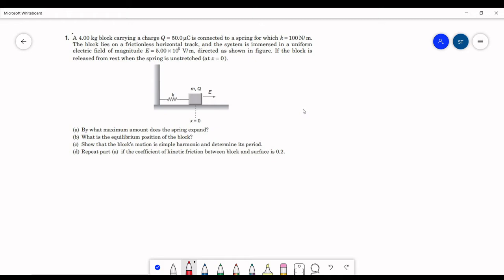Here we have to solve 4 different questions. The first one given is, by what maximum amount does the spring expand? We have to find out the maximum expansion in the spring.